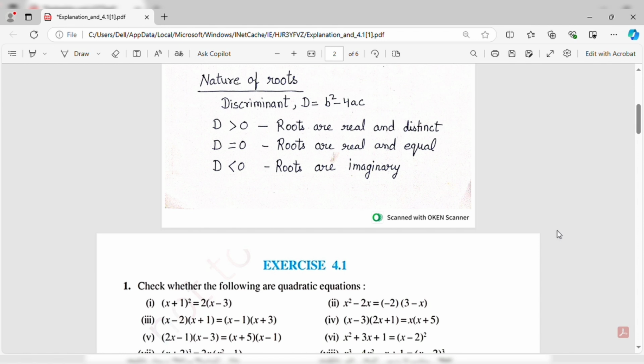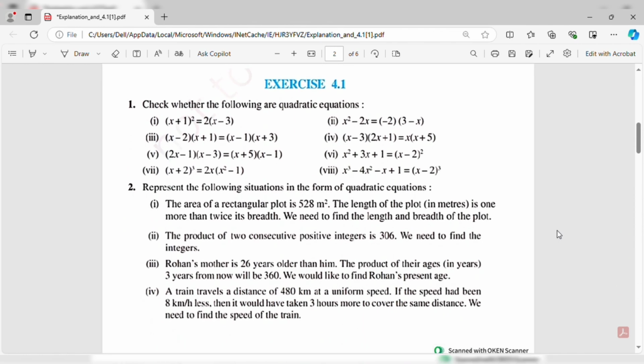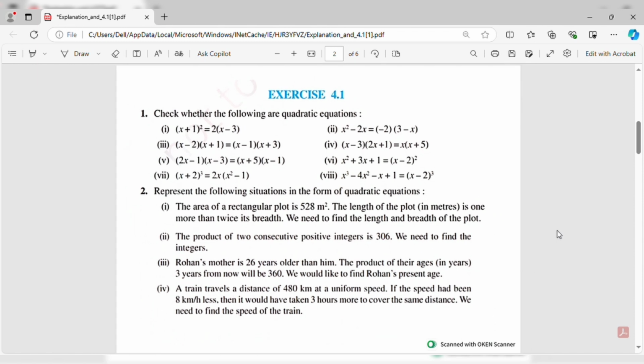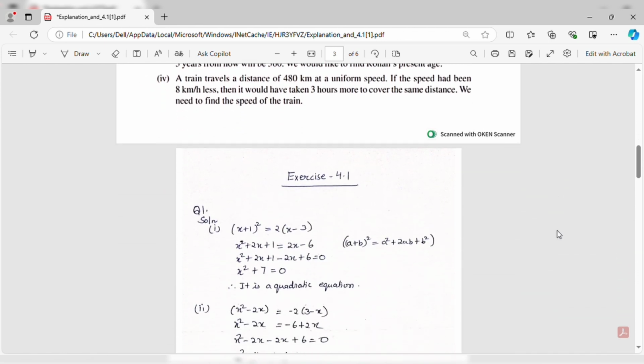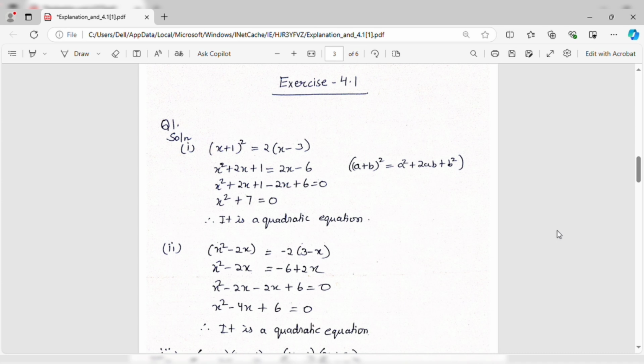So now we will start with the first exercise, exercise 4.1. In this, the first question is, we have to check whether the following equations are quadratic equations or not. For this, we will first solve them algebraically, the normal way we solve an algebraic equation by using algebraic identities and other methods.